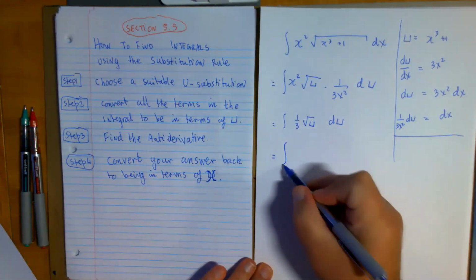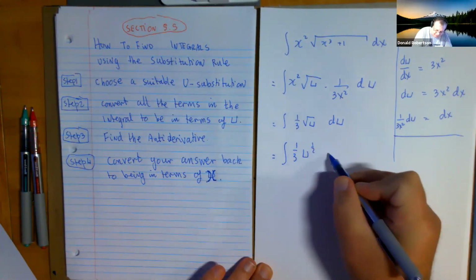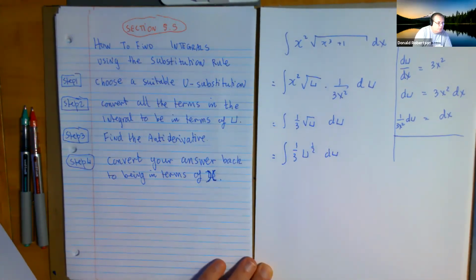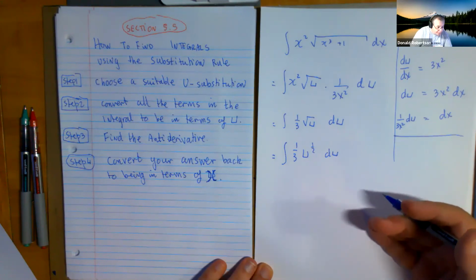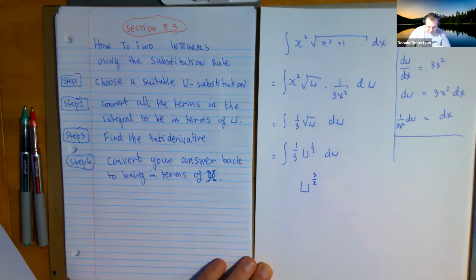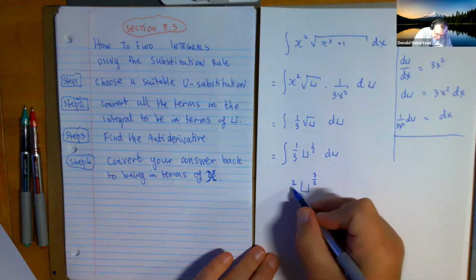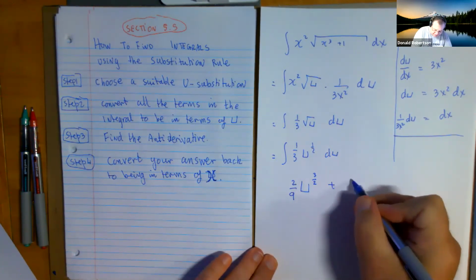u to the power of 1/2. Are we comfortable about why that makes sense? Why a square root has to be called a half power? And we need to do that so that we can do the power rule. So the power rule is add 1 to the power, and divide by 3/2, which is the same thing as multiplying by 2/3, which is why that is now 2/9. Add a C.